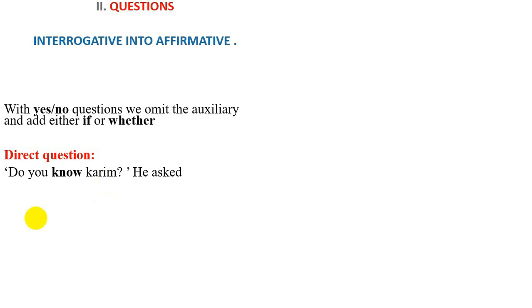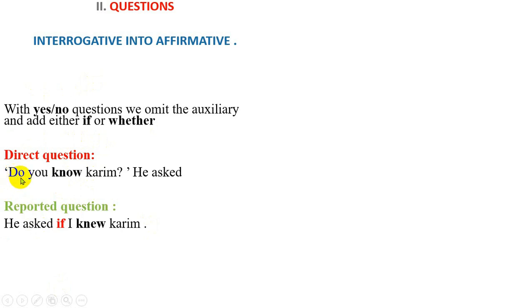Okay, so I want now to change this into indirect, into reported speech. So with yes/no questions, we omit the auxiliary and add either if or whether. So what is an auxiliary? It's this one, do. So I change into indirect, so look what is going to happen. So he asks if I knew Karim. So we keep the changes for the tense or the pronouns and so on and so forth. And for the auxiliary, we omit it.